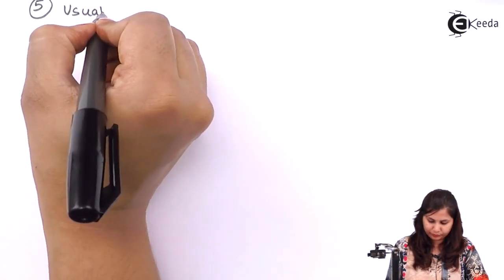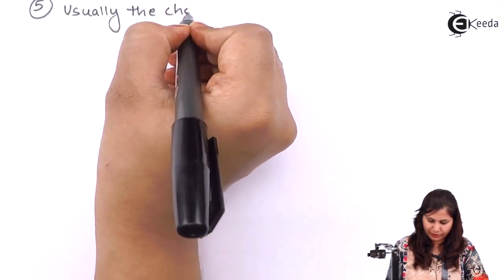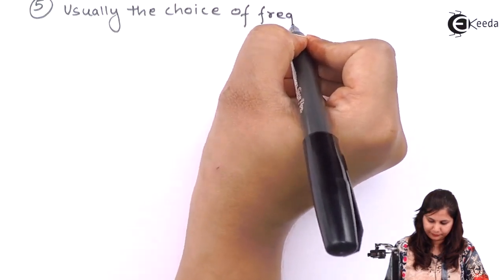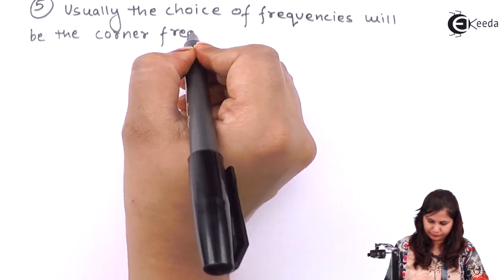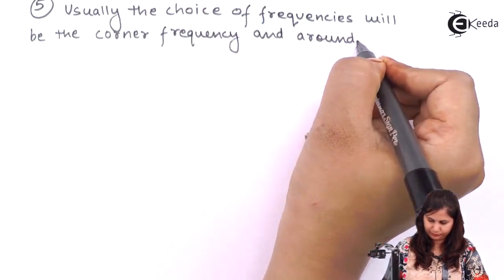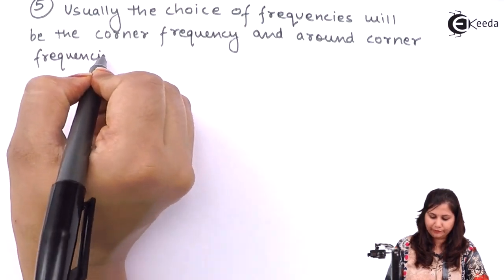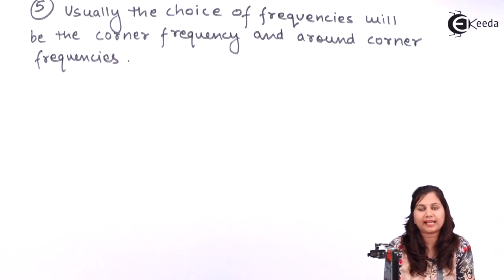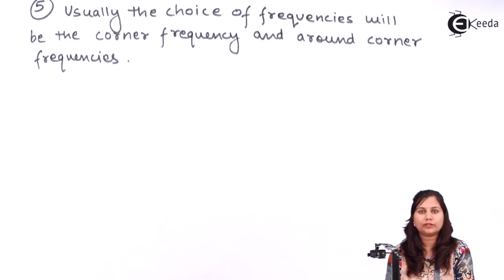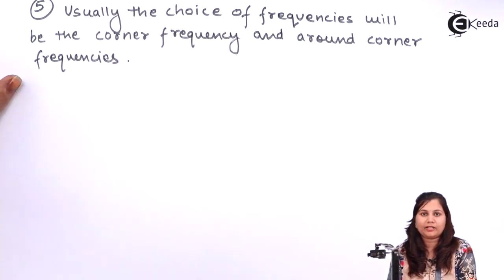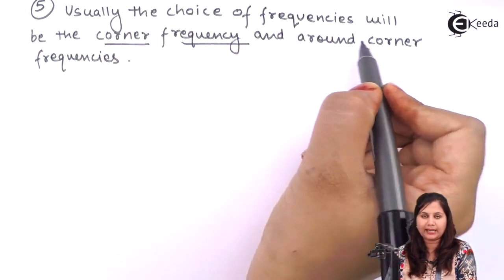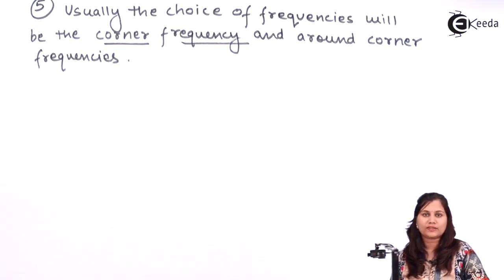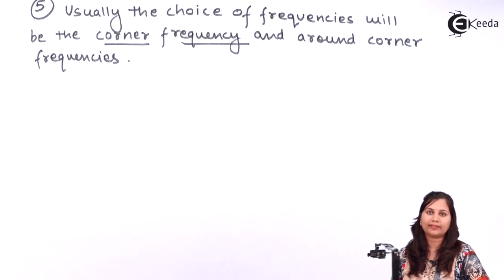Next, the fifth step is the choice of frequency. In the fourth step, we have to tabulate the values of magnitude and phase angle for various values of omega from 0 to infinity. From 0 to infinity, there are many values, so which values do we choose? Generally, the choice of frequency will be the corner frequency and values around the corner frequency. Just take those values and calculate the magnitude and the phase angle.